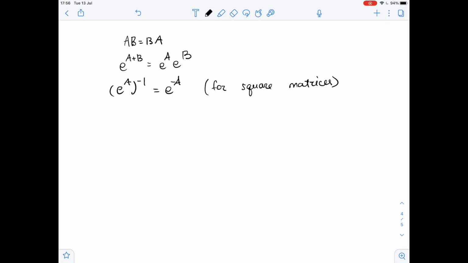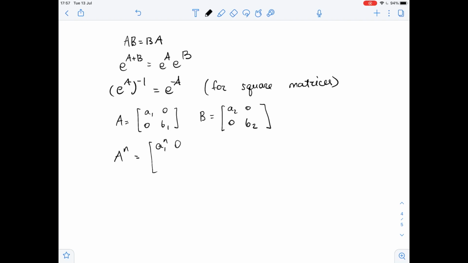Well, so let's consider 2 by 2 diagonal matrices A and B, which commute. So let A be equal to A1, 0, 0, B1, and B equals A2, 0, 0, B2. Then A to the power of n equals A1 to the power of n, 0, 0, B1 to the power of n, and B to the power of n equals A2 to the power of n, 0, 0, B2 to the power of n.